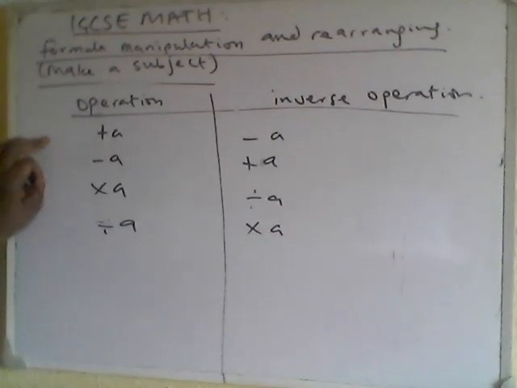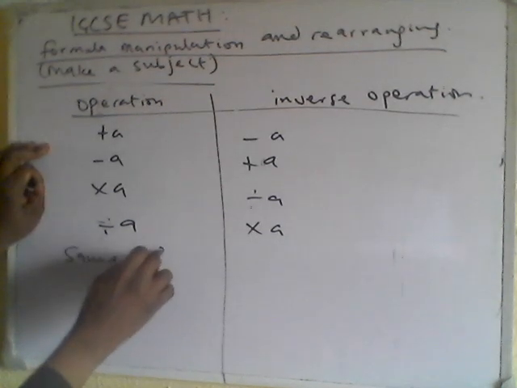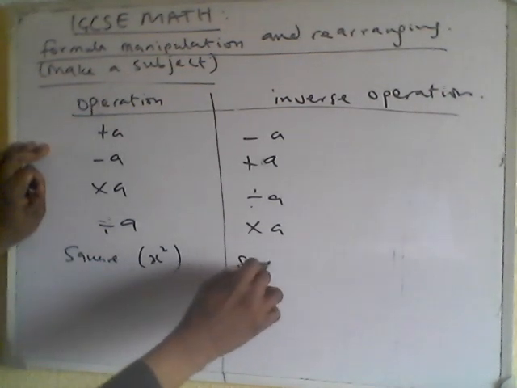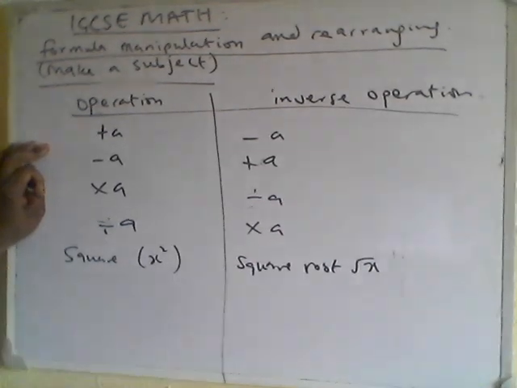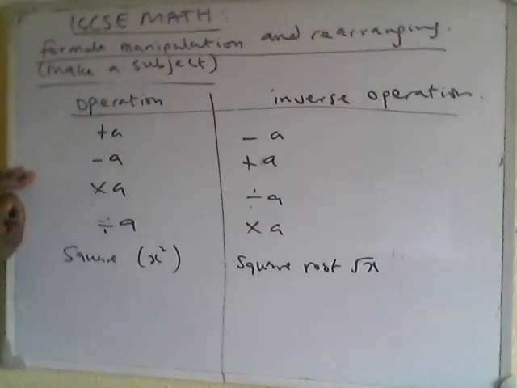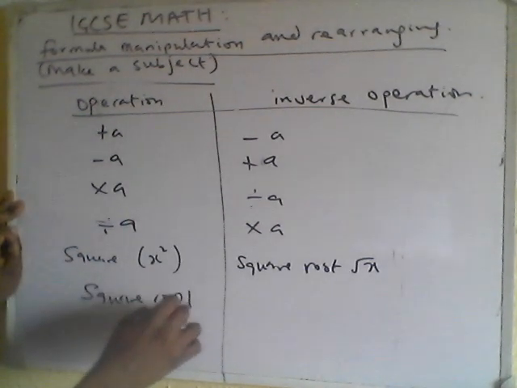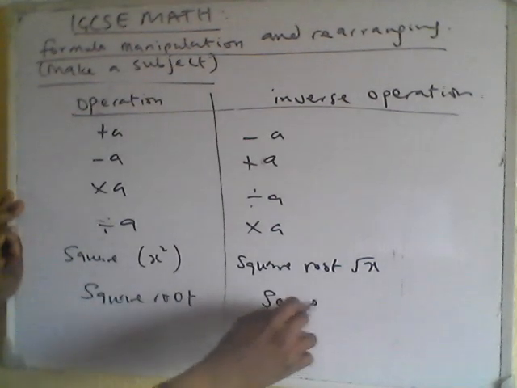So if I have a square, that is x squared on this side, when it crosses, it becomes square root on the other side. And if I have a square root on this side, I'll be having a square on the other side.